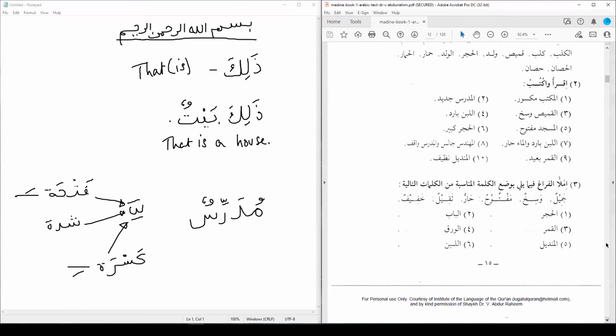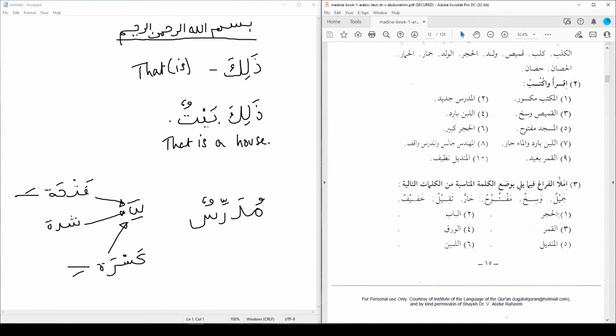Okay, exercise number 3. It says, املأ الفراغ فيما يلي بوضع الكلمة المناسبة من الكلمات التالية. Here you're given a number of the beginning of sentences. So you have al-hajaru, and then there's a blank. So in the blank, you have to put an appropriate word from the words that you have been given. So here you're given 6 words and 6 sentences, 6 blank spaces. So you have to put the appropriate word into the blank spaces.